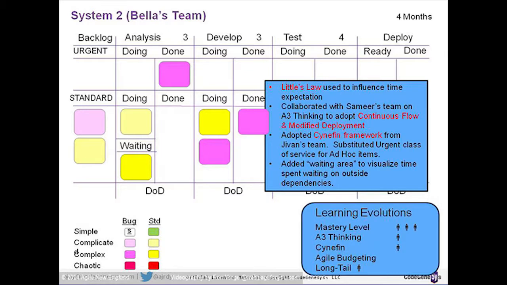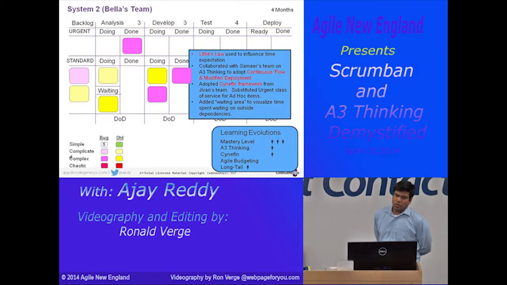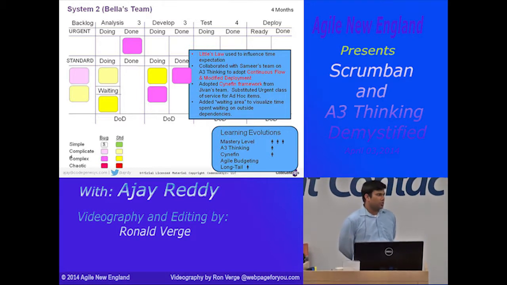This one, Little's Law, is being used to influence time and expectations. This is a system 2, Bella's team. They were applying Little's Law not to make commitments, but to influence expectations. So how much they can deliver and so on.